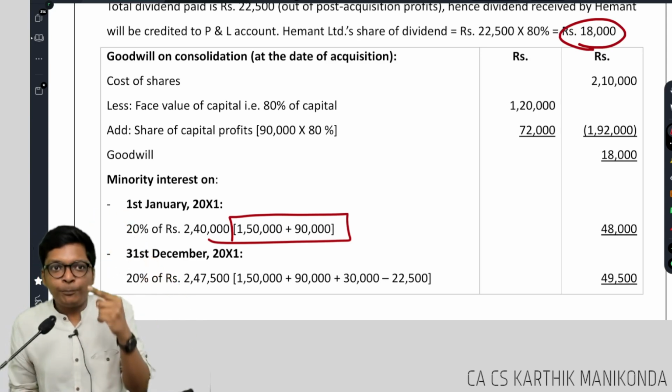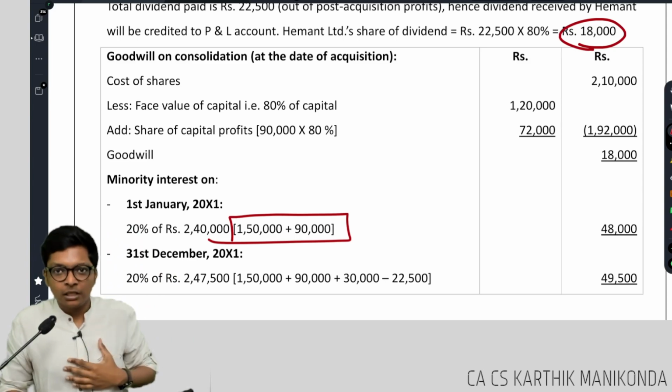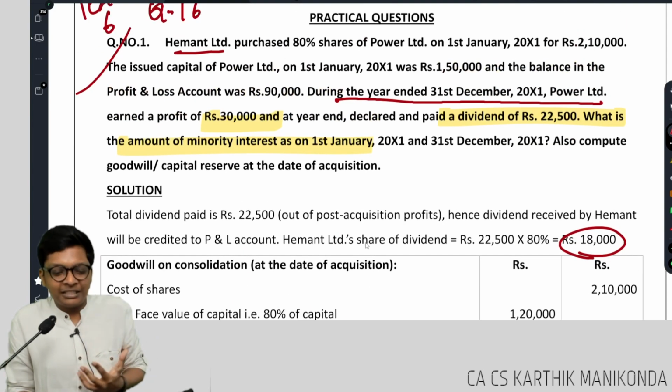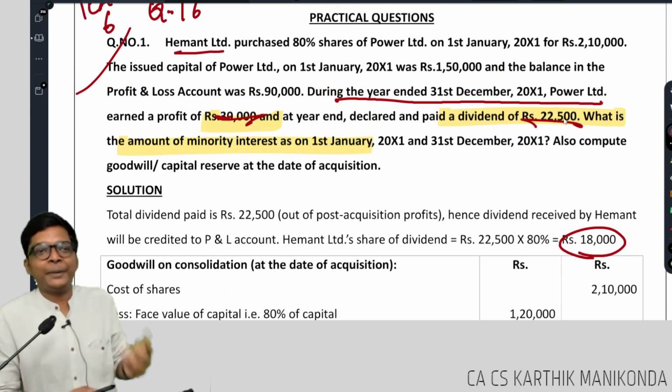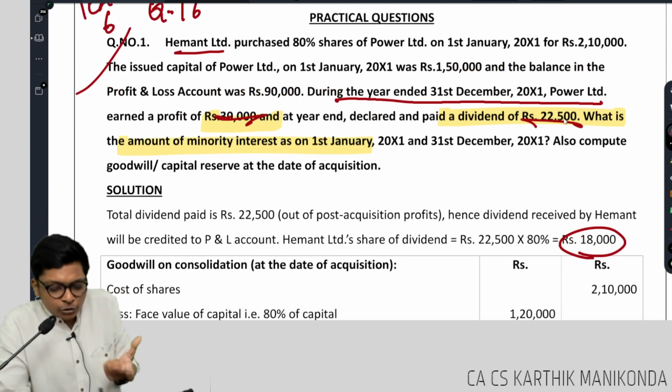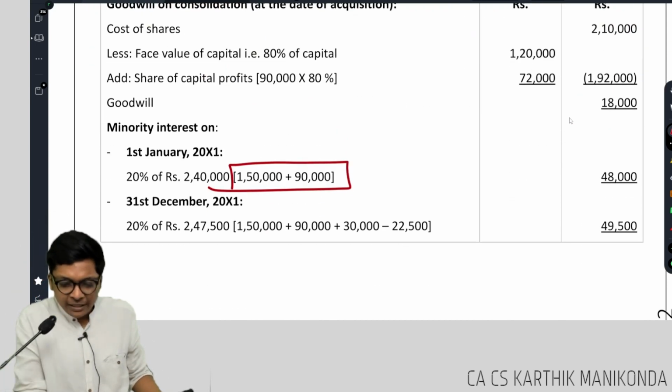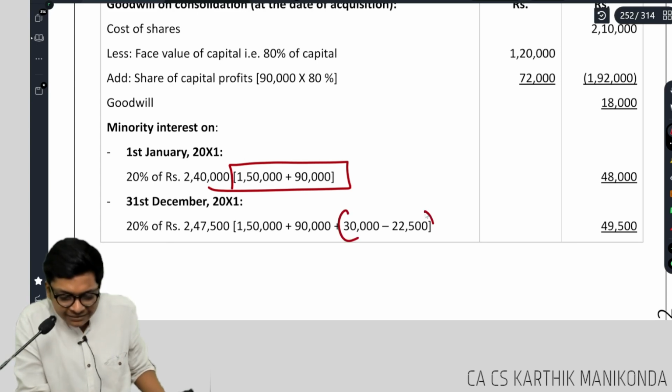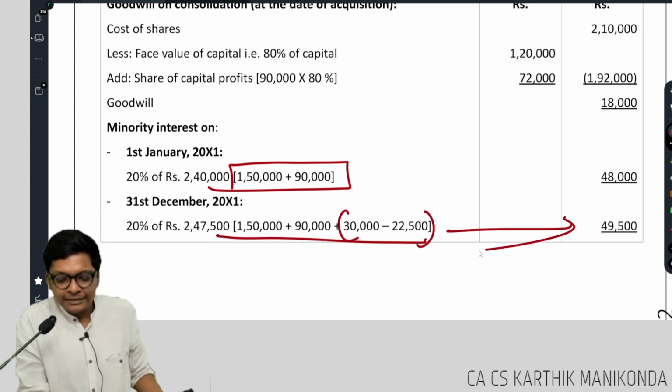I told you, take post acquisition profits on balance sheet date. Post acquisition profits on balance sheet date will be 30 minus dividend paid. What is remaining is only 7,500. That's why here they would have done this minus this. They added everything and they did this.